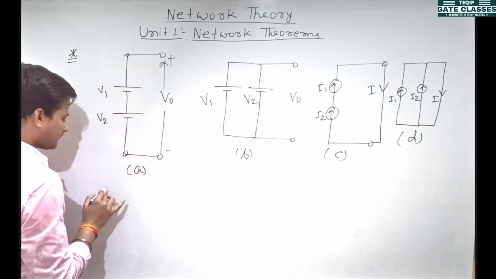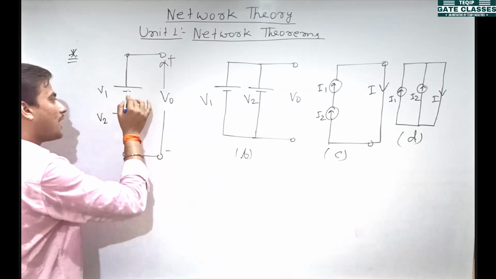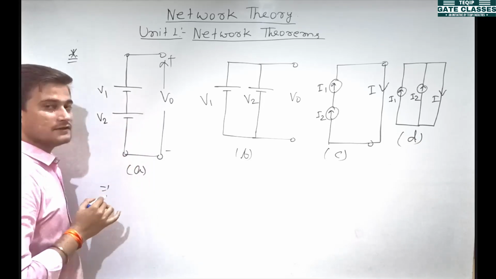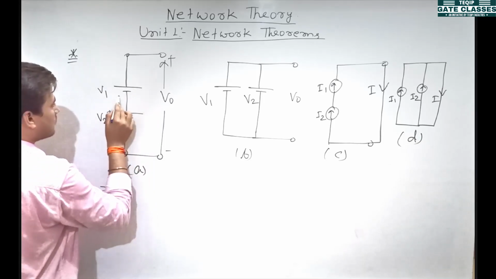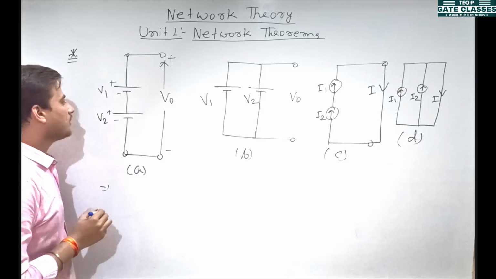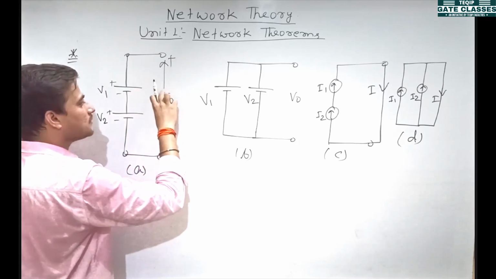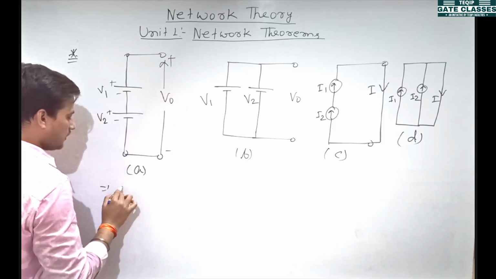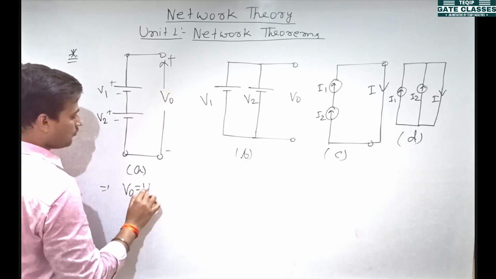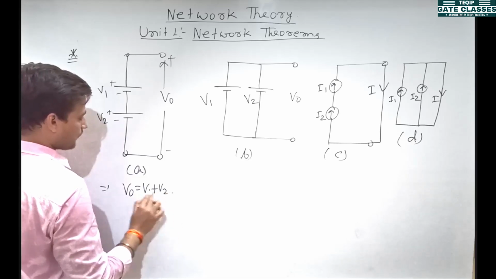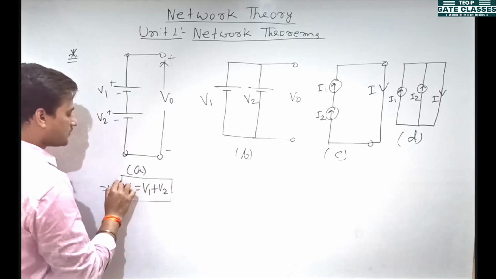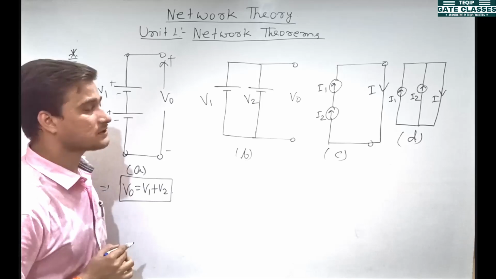First circuit. You see that two ideal voltage sources are connected in series, minus plus, minus plus. So here it will be the sum of two voltages. At the output it will be the sum of two voltages. So you can write V0 equal to V1 plus V2. You will directly write V0 is equal to V1 plus V2.